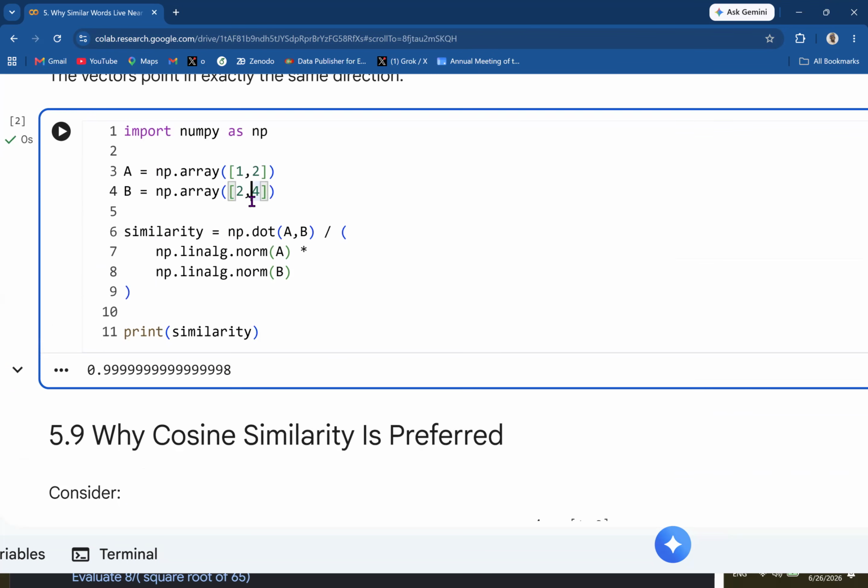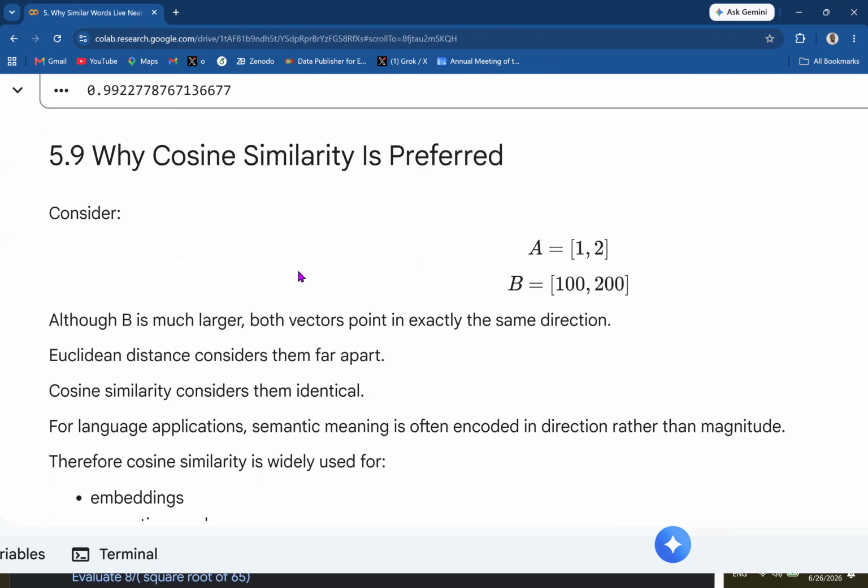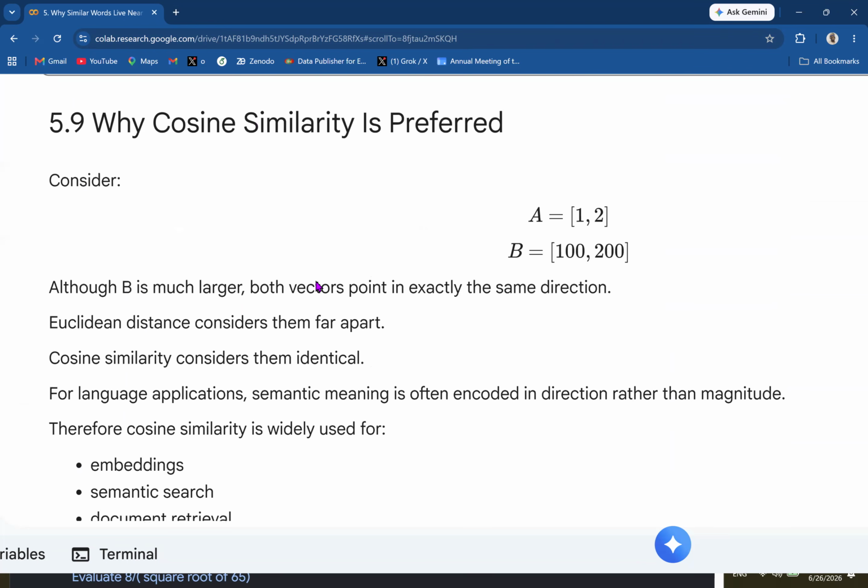So if I come here and change this to 3, we can see 0.9922. Same as before. Now, the question is, between Euclidean distance and cosine similarity, which one is preferred? Obviously, cosine similarity is preferred because of the direction. So why is cosine similarity preferred?